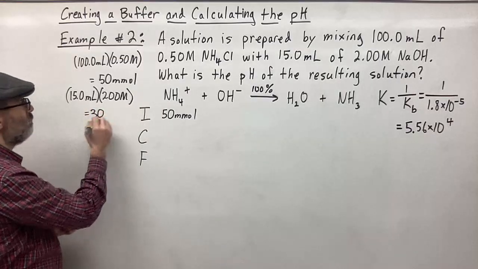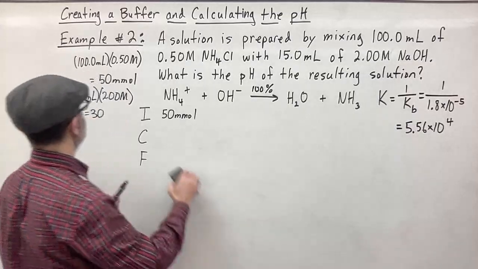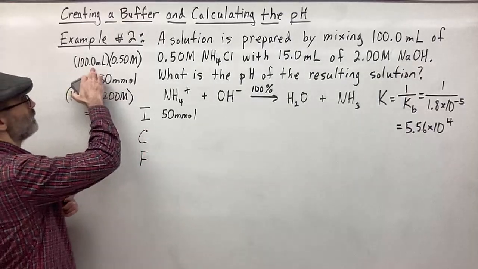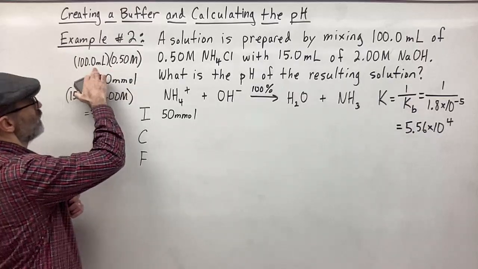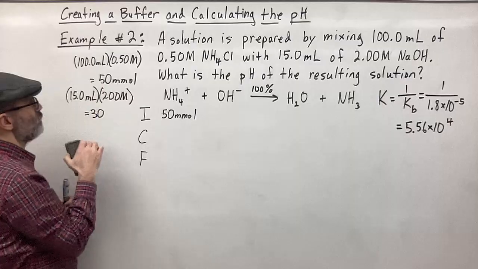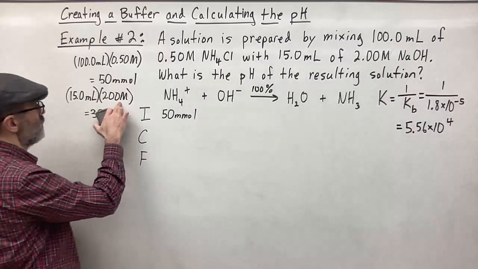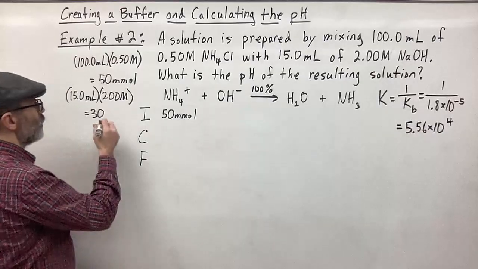30 millimoles. So technically, if we're going to be technical, since we have 4 sig figs here, I'm sorry, here we have 2 sig figs. So then you end up with 2 sig figs there. Here we have 3 sig figs. Here we have 3 sig figs. So we should have 3 sig figs here.